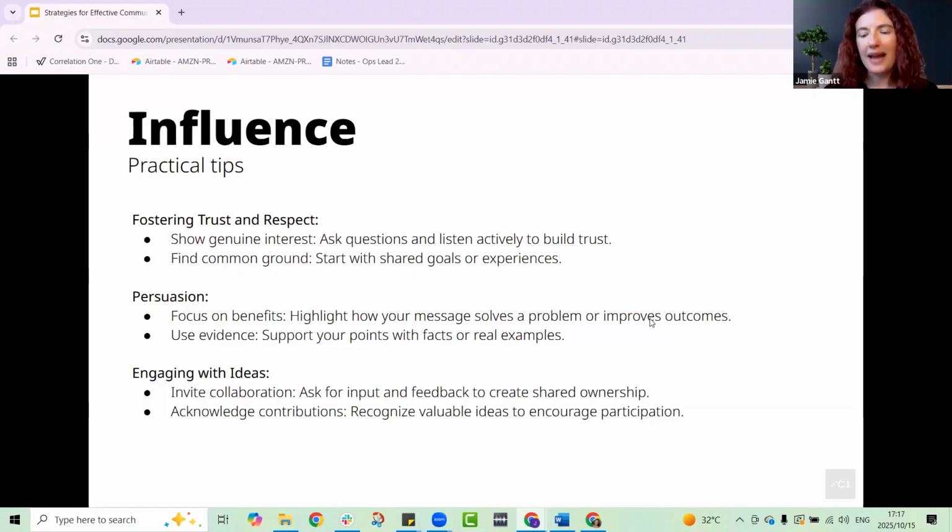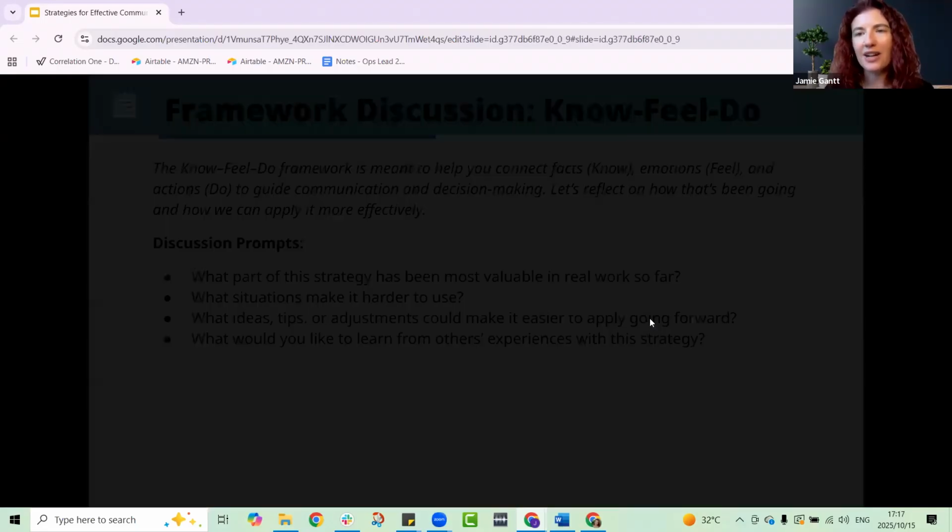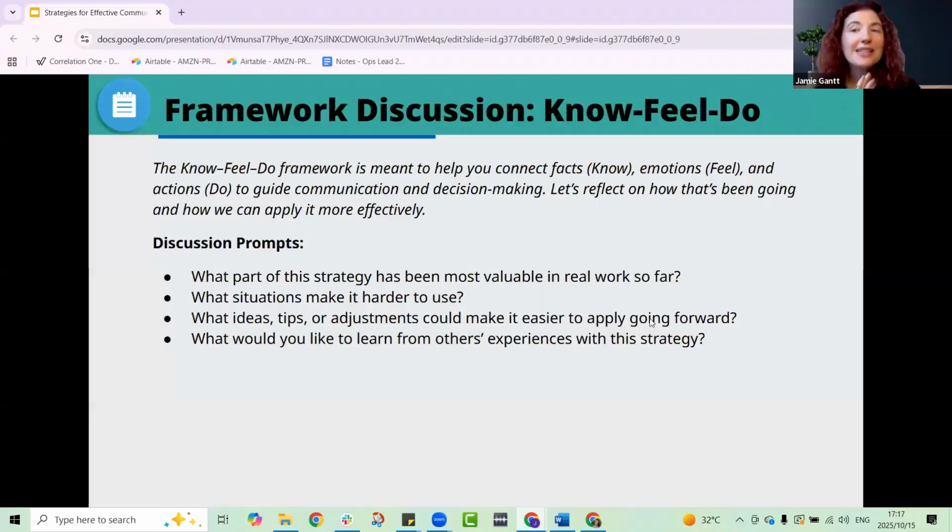So what questions do we have? And what scenarios have you used this in, or could you use this in? So if you've never used this framework, tell me about a time where maybe it would make sense to use it.